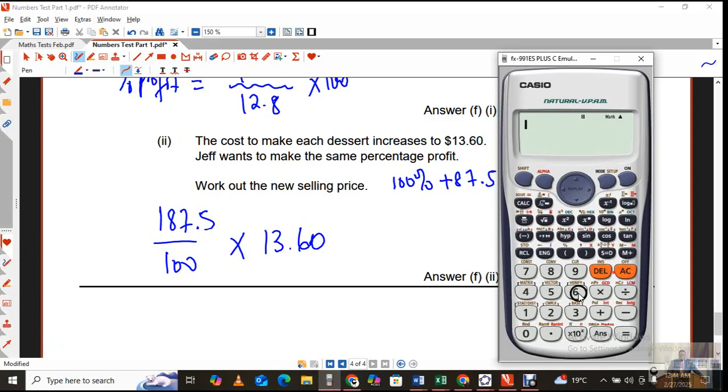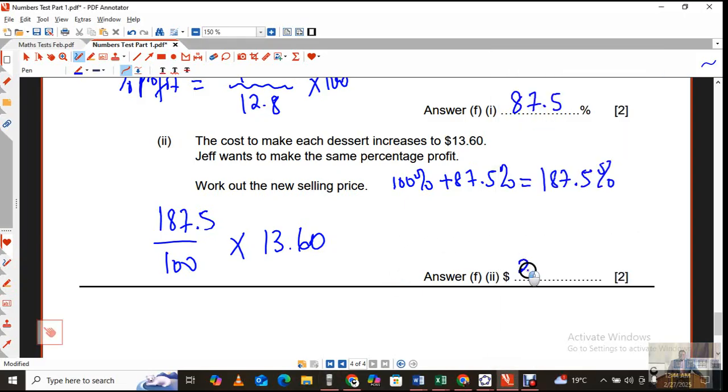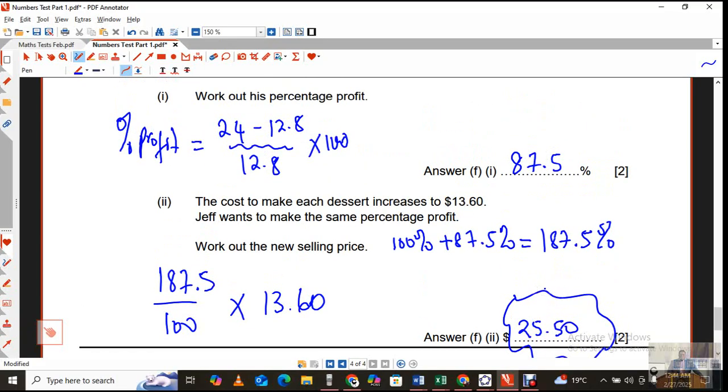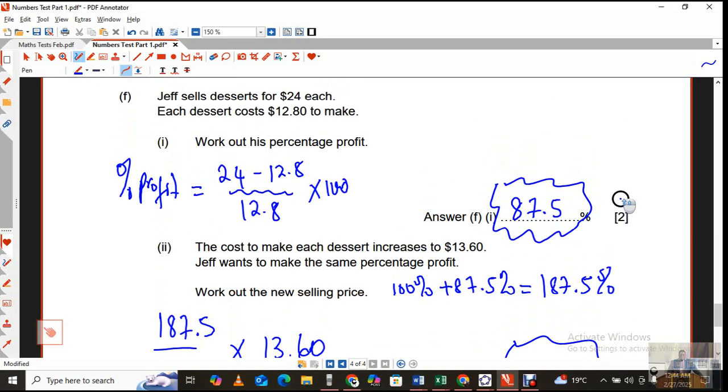Let us see what the selling price is. So 187.5%, we multiply that with $13.60, so just 13.6. Of course, you get $25.50. So it's $25.50. All right. So again, as I said, it was a very quick test. Of course, you can always pause it and make sure that you do understand the questions.